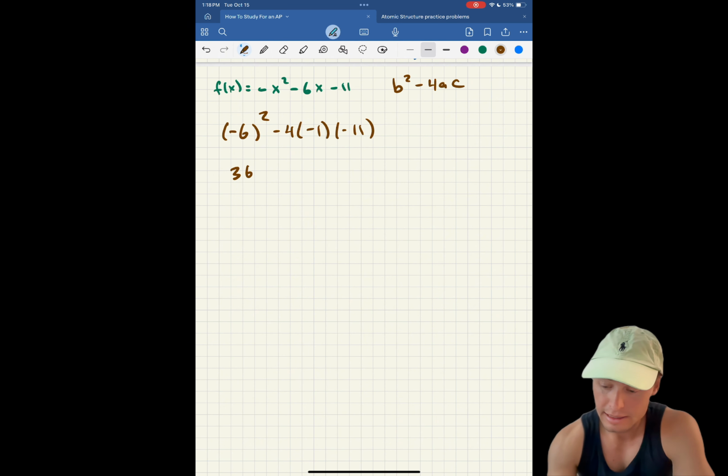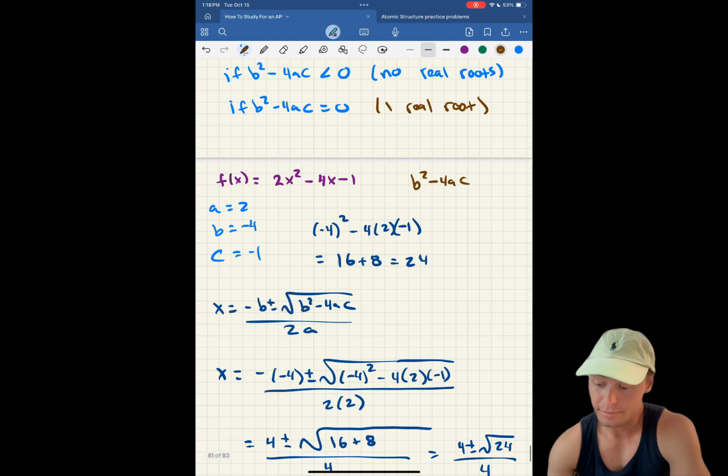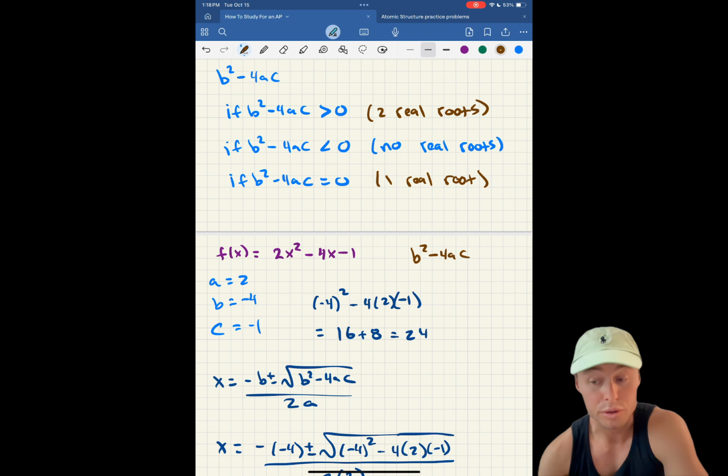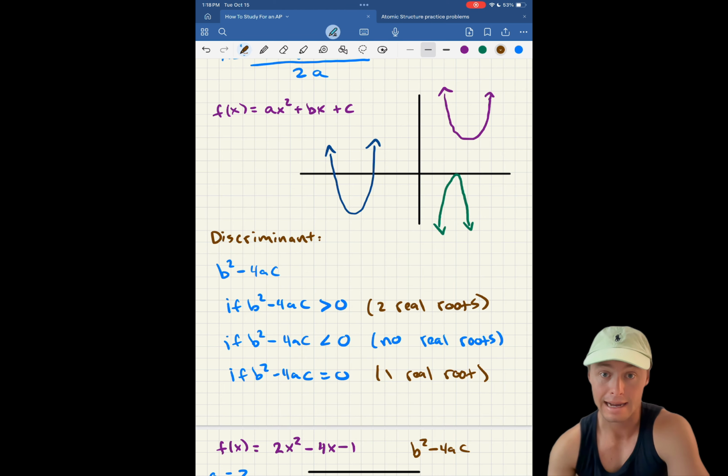Negative 6 squared is 36. Negative 4 times negative 1 is positive 4. Positive 4 times negative 11 is negative 44. So that gives me negative 8. So my b squared minus 4ac is negative 8. And if you recall, if b squared minus 4ac is less than 0, there are no real roots. Okay, so that's the situation where the parabola never crosses the x-axis.